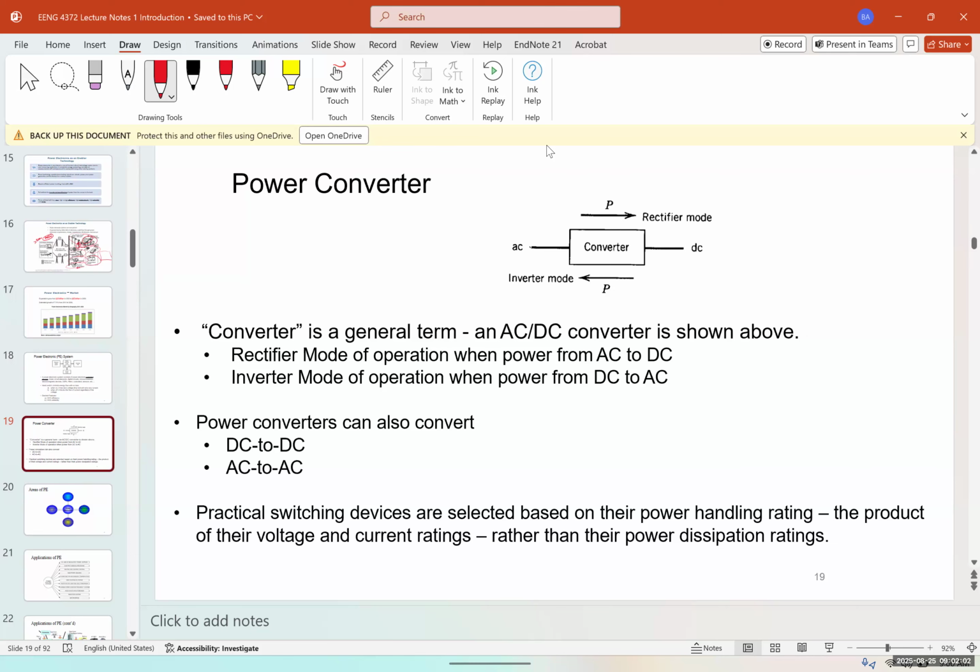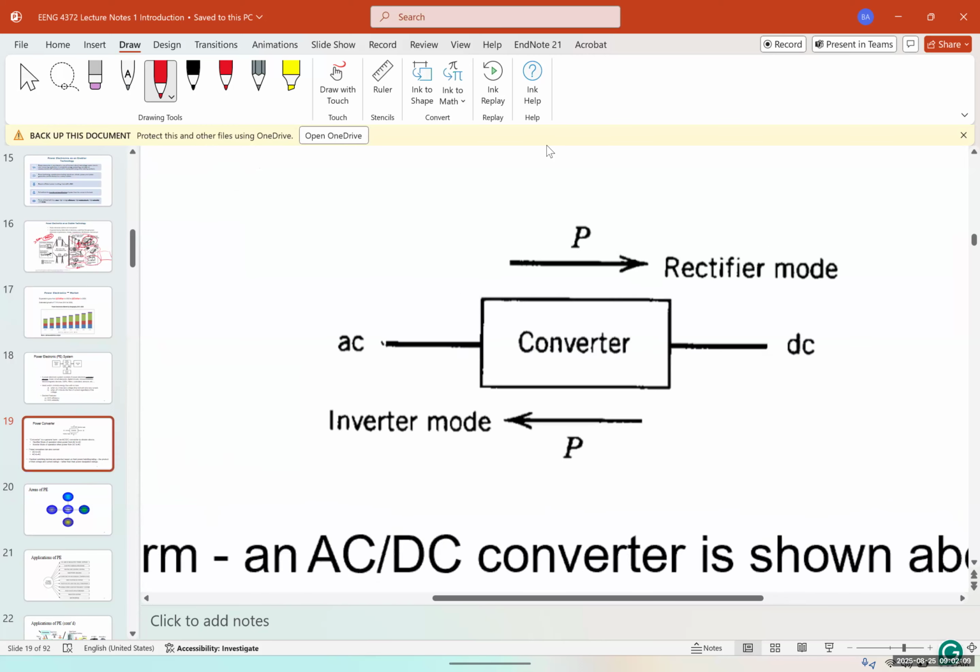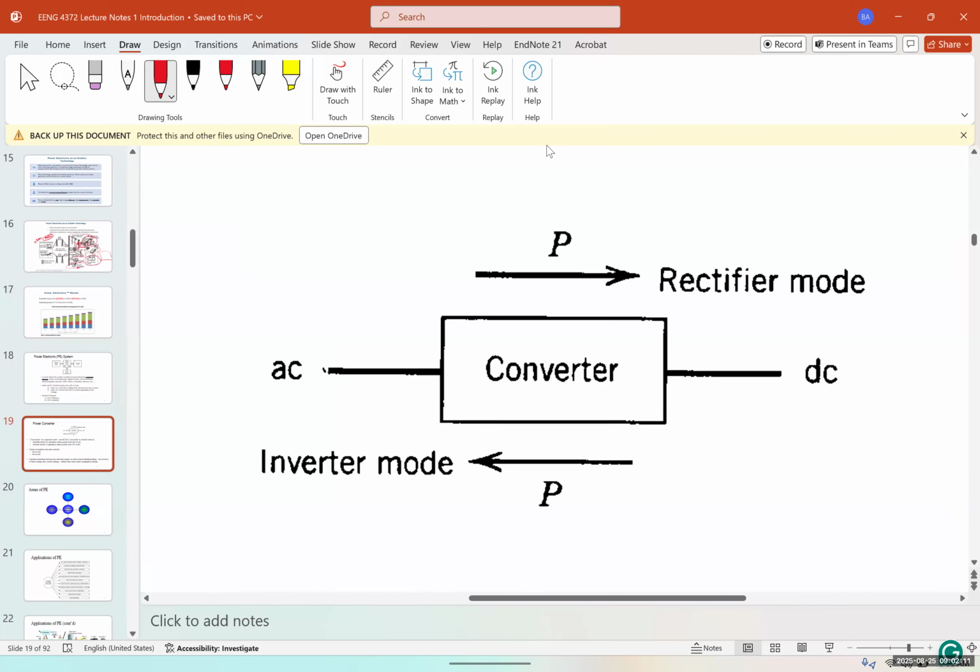Different types of power converters. We have the rectifier mode and we have the inverter mode. If we are converting AC to DC, we use the rectifier mode. If we are going from DC to AC, we use the inverter mode.